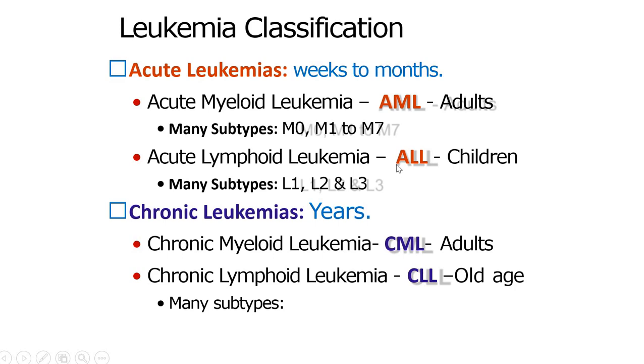Acute lymphoid leukemia, ALL, has subtypes L1, L2 and L3. AML by and large is seen in the adult population, whereas ALL is seen in children. Chronic leukemia patients present after years. CML is seen in adults, and CLL is a disease of the elderly, older people present with CLL.